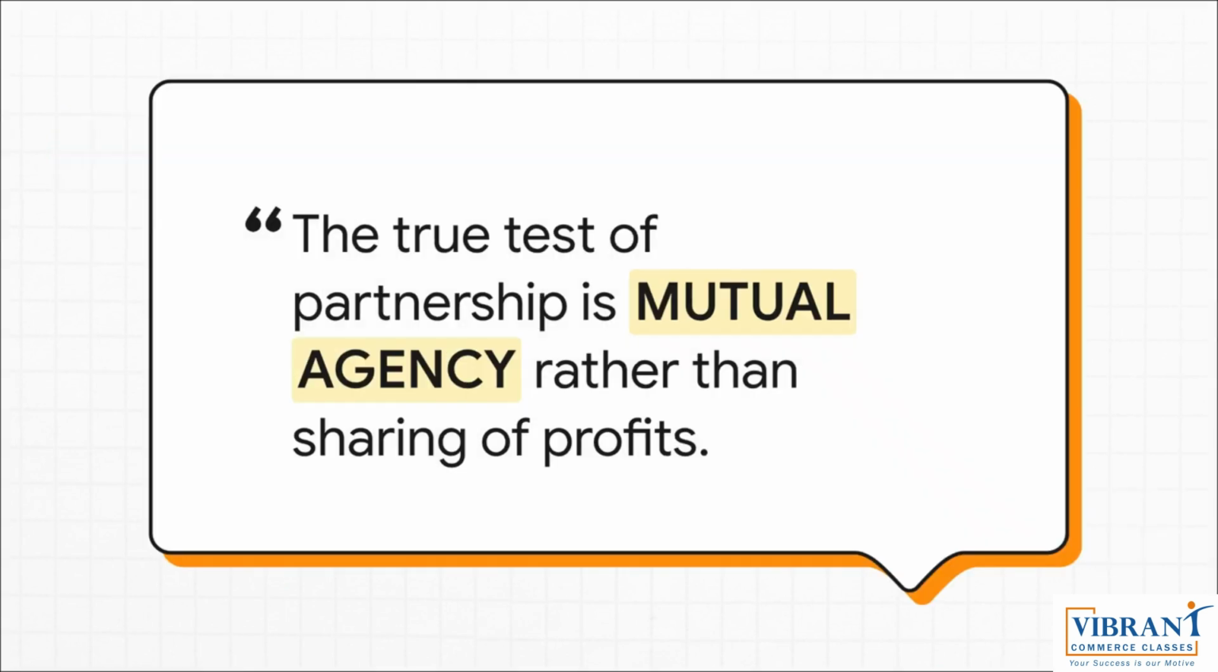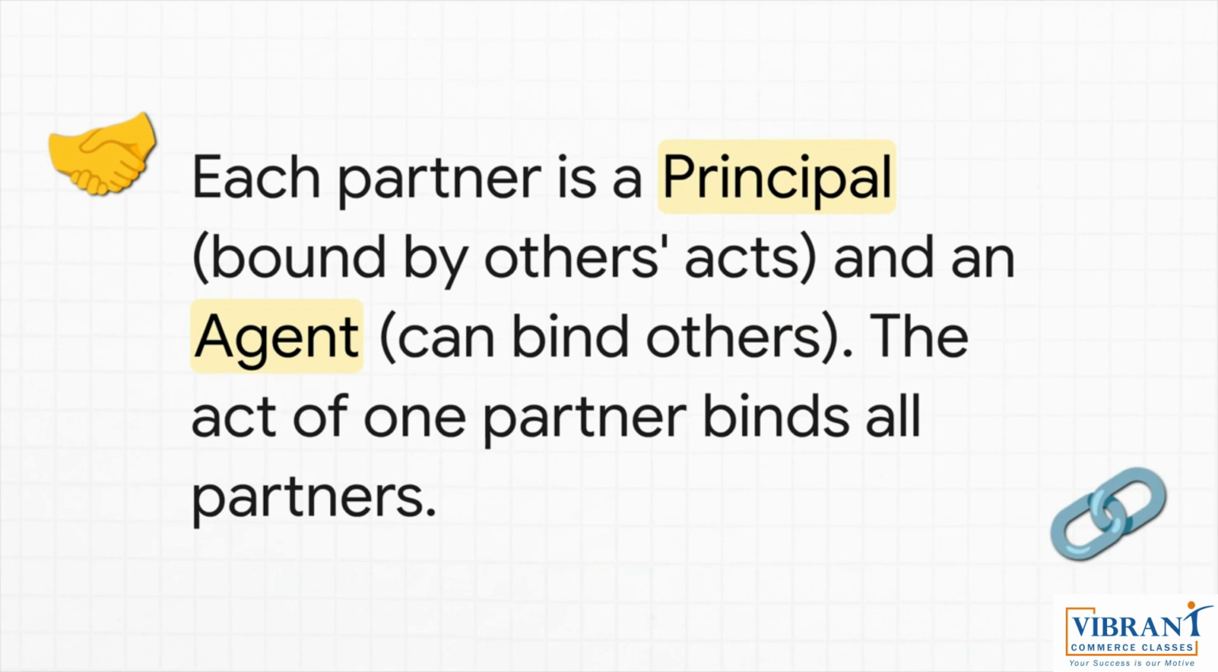So what is the conclusive proof? What's the golden rule for any tricky case study you get? It's this, right here. The true test of a partnership is always, always mutual agency. So what does that actually mean? Well, it means every single partner wears 2 hats. They are a principal, which means they are bound by the actions of their other partners, and at the same time, they are an agent, which means they have the power to bind all the other partners by their own actions. This two-way street, this idea that the act of one binds all, is the legal glue of a partnership.